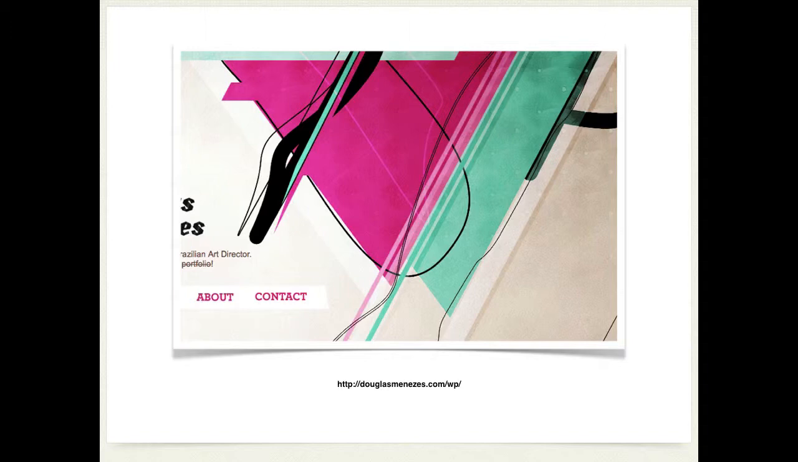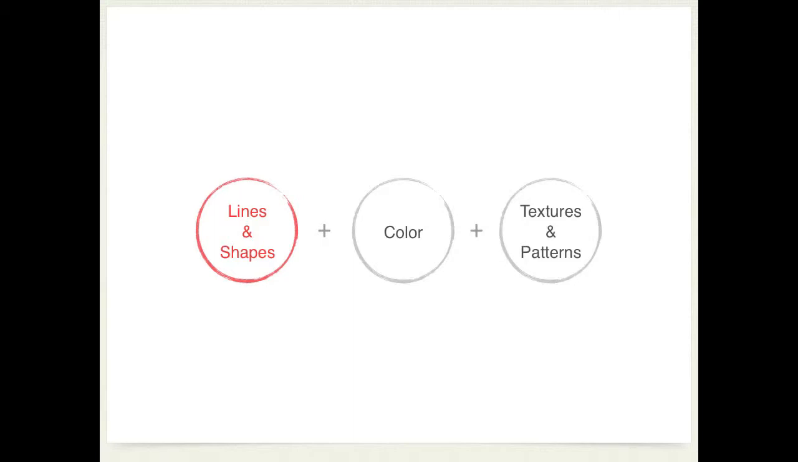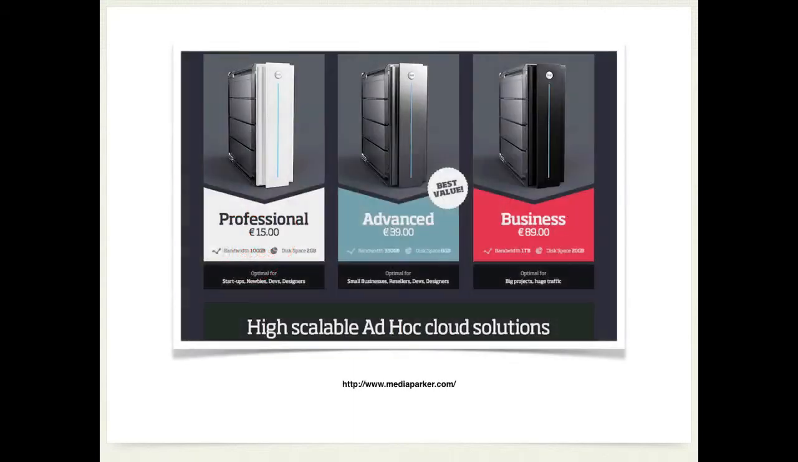What about shapes though? Why do we use them as structural elements? Well, long story short, they allow us to organize information much better and, in turn, scan a page more easily. Beware though, using shapes by themselves might not do much. You might need to use colors, textures, maybe patterns to make a difference. Let's have a look at Media Parker.